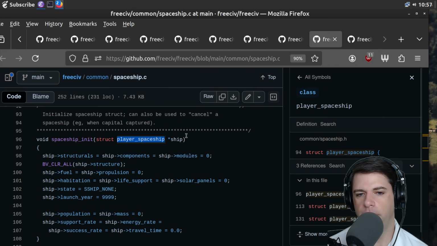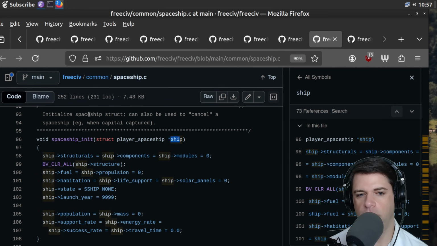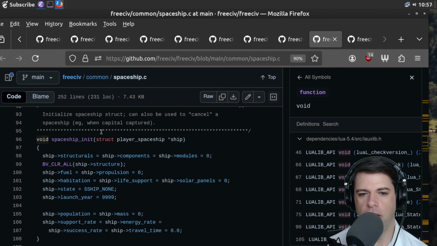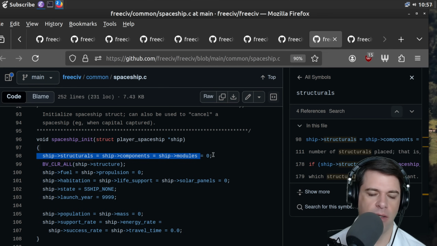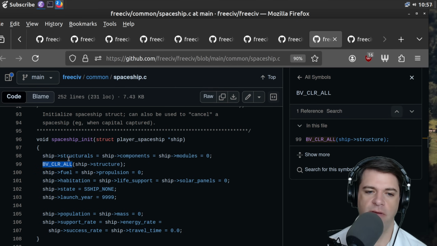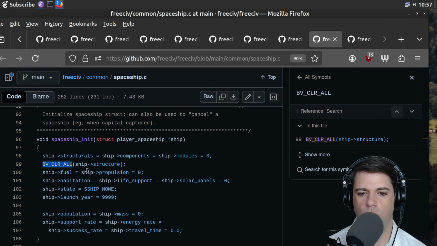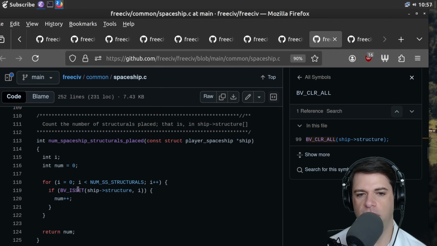It's going to take a pointer to a player spaceship struct. It's going to be void. So presumably you pass in something and you're going to get something out from the same parameter. Then we're going to set all of these things, the structurals, the components, and the modules, to 0, so we zero everything out. And then we're going to BV clear all on the ship structure. BV, I don't know. And we'll set the fuel and propulsion to 0. All of the things are 0. Solar panels, life support, habitation, state, etc.